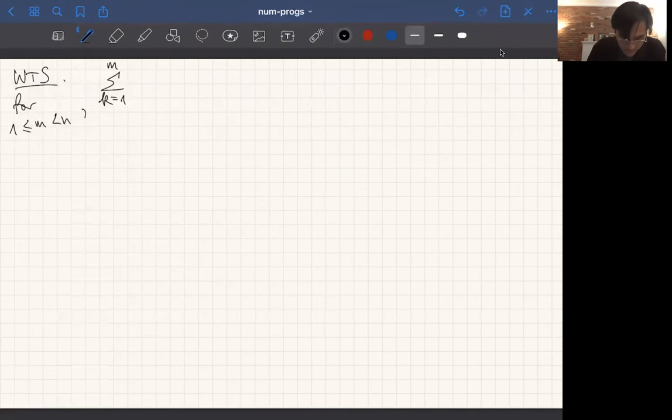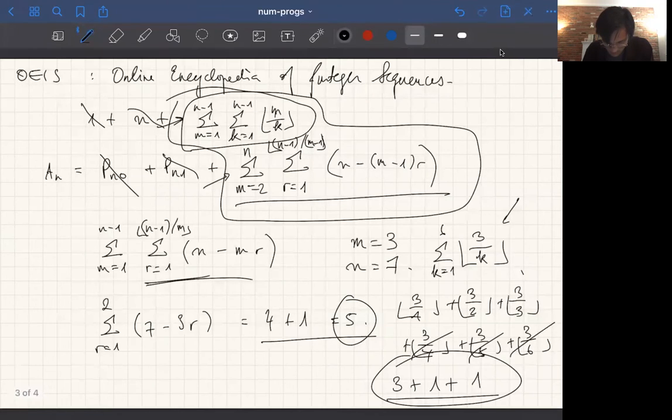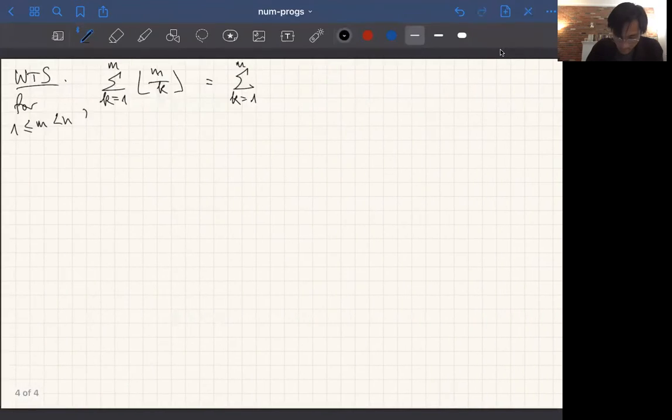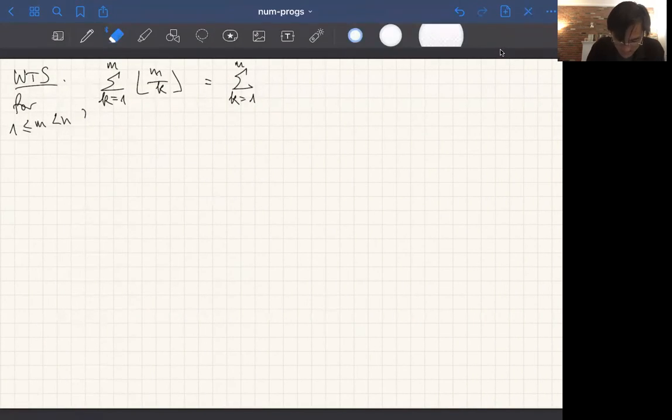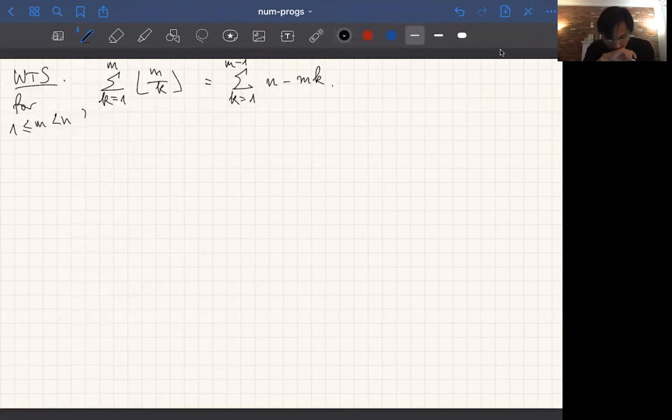So we want to show k equals 1 to n of m choose m over k floor is equal to k equals 1 to m minus 1, and then we have n minus m k. Is that right? Okay.